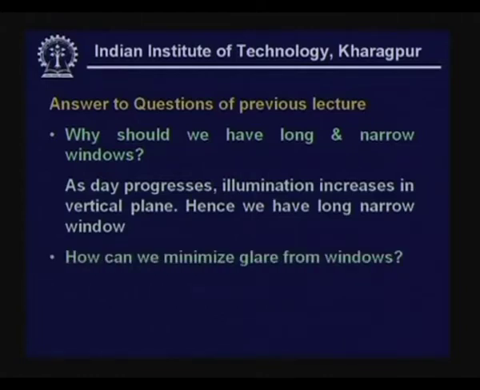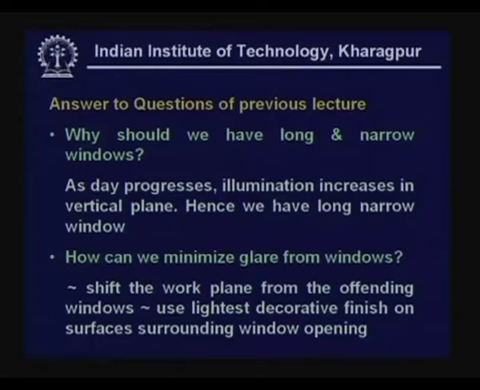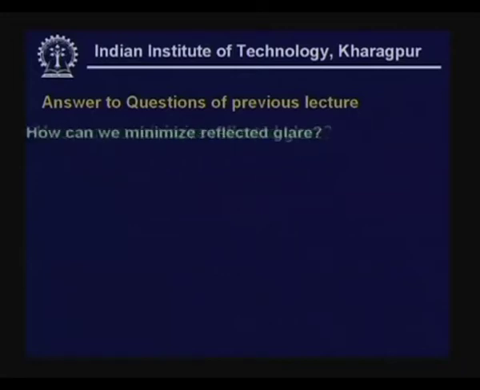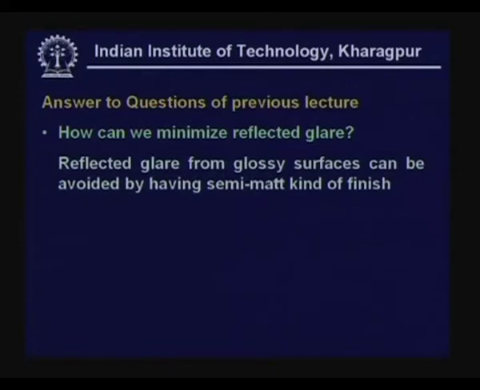How can we minimize glare from windows? We can minimize the glare from windows by shifting the work plane away from the offending windows and trying to use light decorative fittings on surfaces surrounding window openings. How can we minimize reflected glare? Reflected glare from glossy surfaces can be avoided by having a semi-matte kind of finish.